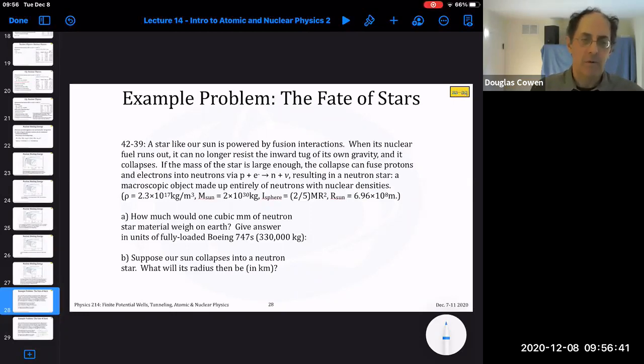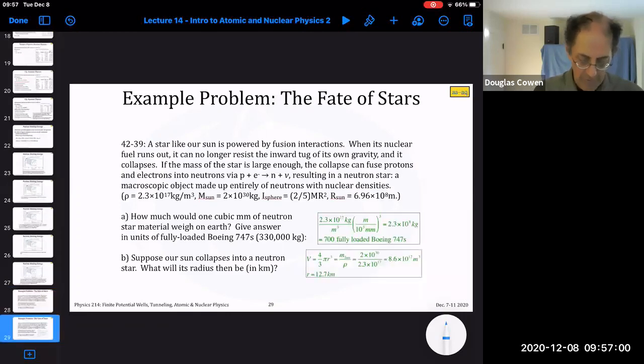So let me just answer this one question here, and then we'll finish up. So the question is, how much would 1 cubic millimeter, a millimeter is pretty tiny, okay, 1 cubic millimeter of neutron star material weigh on Earth? And we're going to give our answer in terms of fully loaded Boeing 747s. And the answer is pretty incredible. 700 fully loaded gigantic aircraft weigh as much as a cubic millimeter of neutron star material.